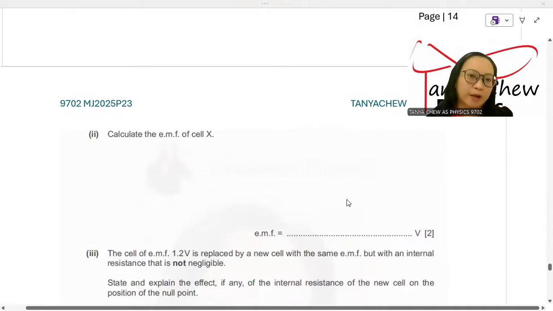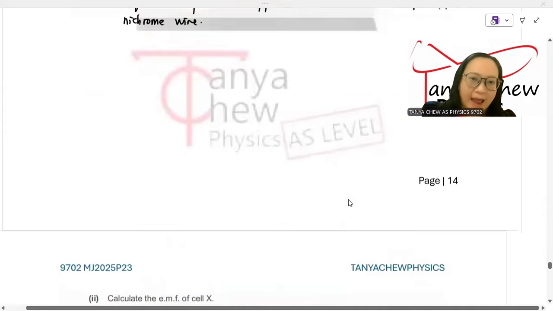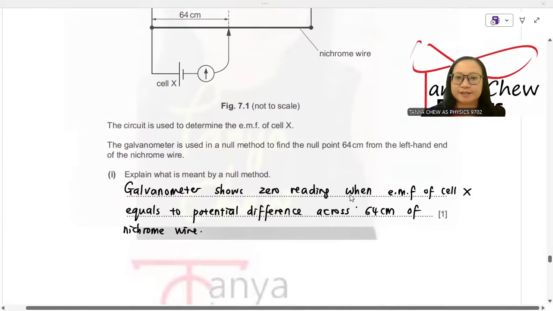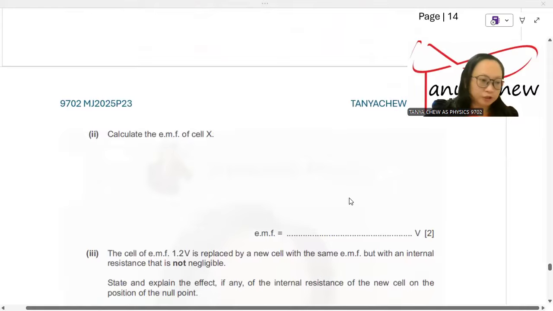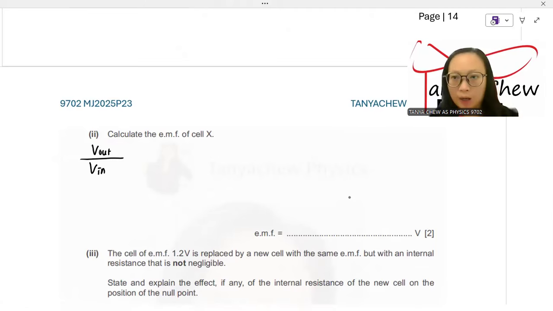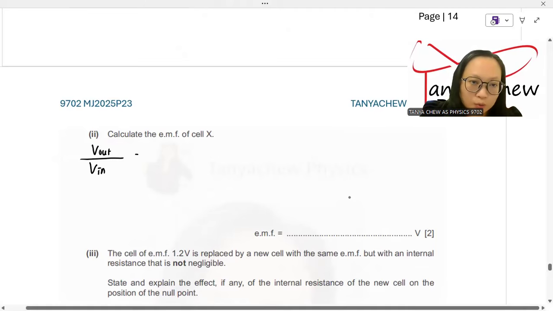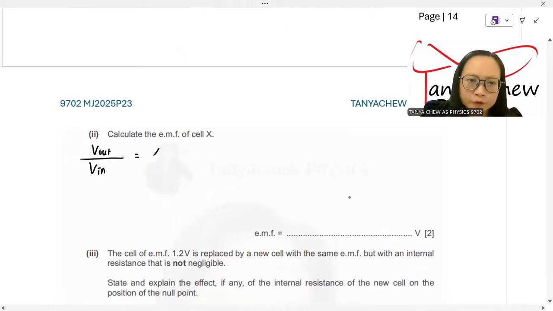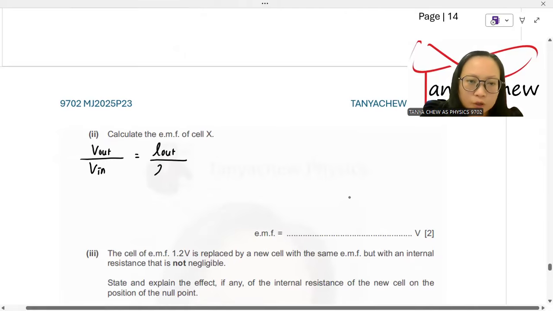We move on to the next one. Calculate the EMF of cell X. Since this is a potentiometer, I'm going to use the potential divider concept. V output over V input, or the total EMF, is equal to length output over total length. V output is actually the EMF of cell X.